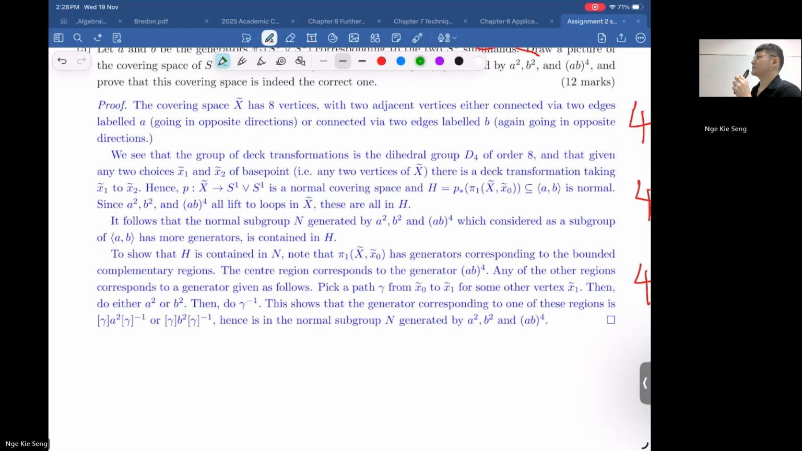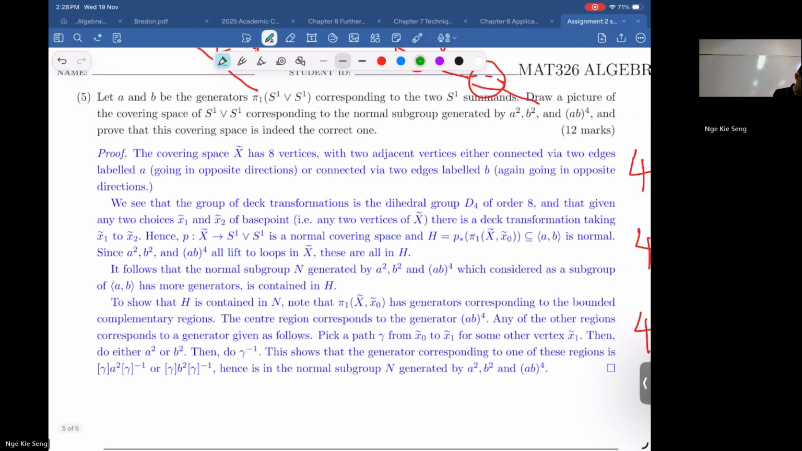Did I ask you to prove this is normal? Because you want to show that it's the normal subgroup generated by this thing. So you use the group of deck transformations to see that that is the normal covering space, and then you want to prove that actually that's the normal subgroup corresponding to that covering space. I think most of you didn't do well in this last part, because I didn't spend time doing it.